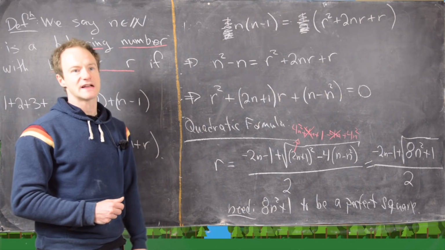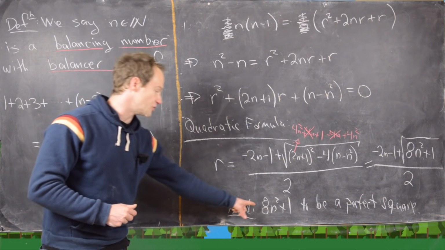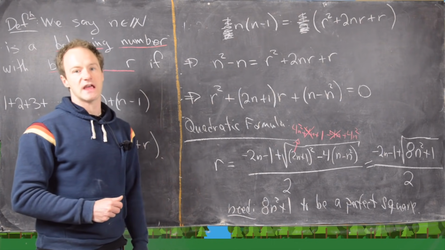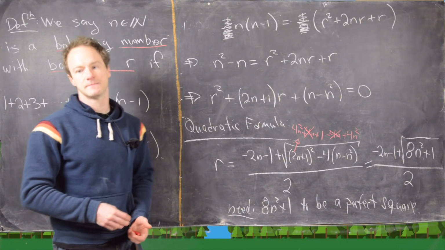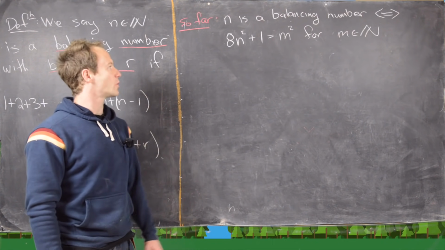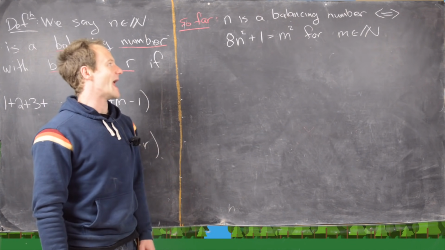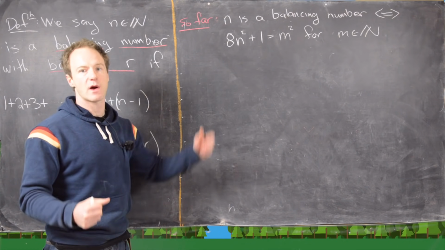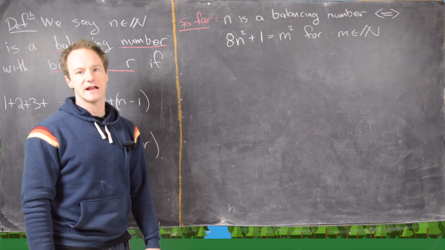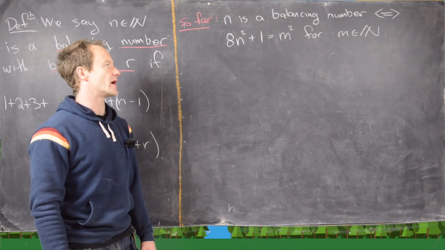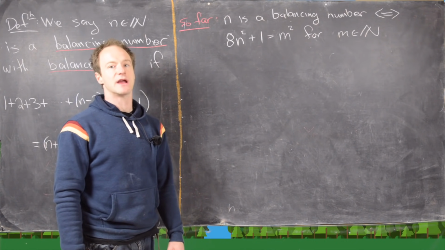Okay, so I'm going to move that to the top, and then we'll talk about how to figure out what values of n arise from this situation. Okay, so on the last board we got to this point. n is a balancing number if and only if 8n² + 1 is a perfect square. In other words, we can write 8n² + 1 = m² for some natural number m.